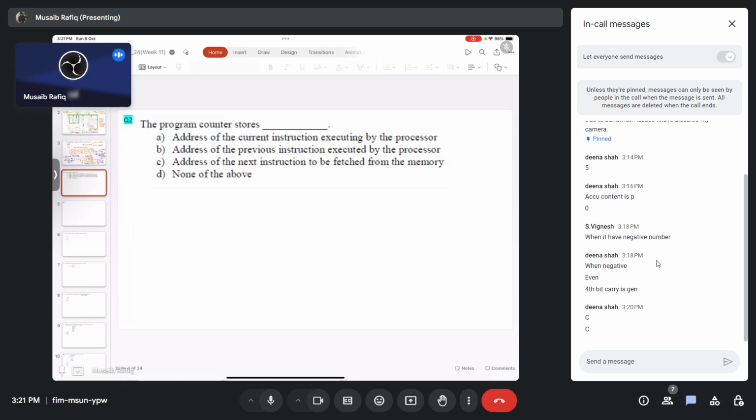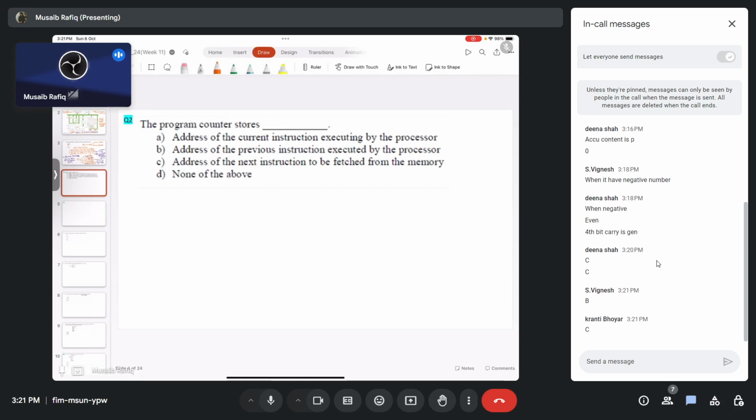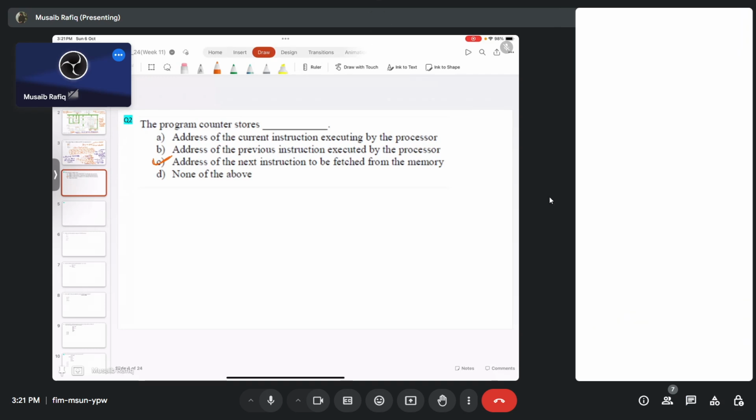I have one of the participants that answered. Anyone else? It's option C, as rightly pointed out by most of you. The address of the next instruction to be fetched from the memory.